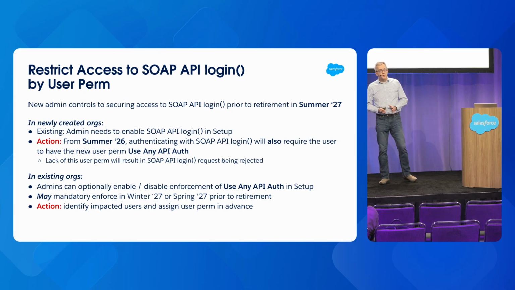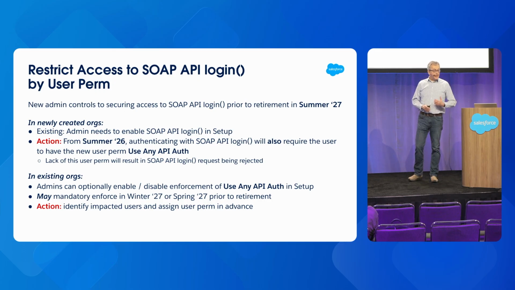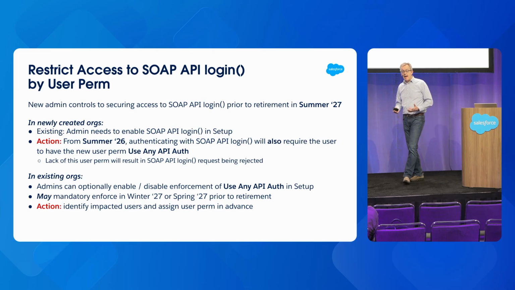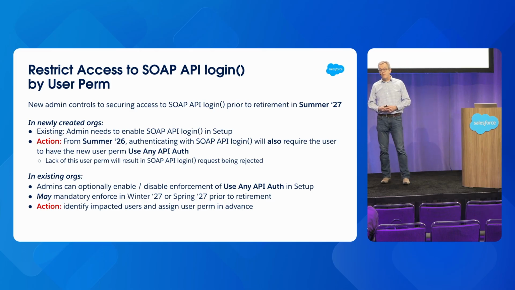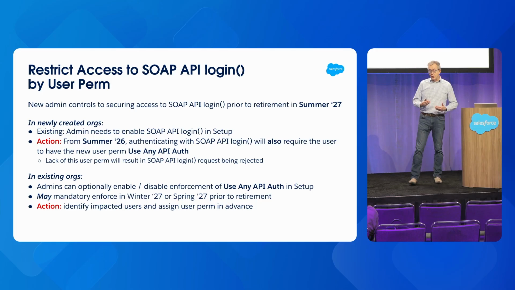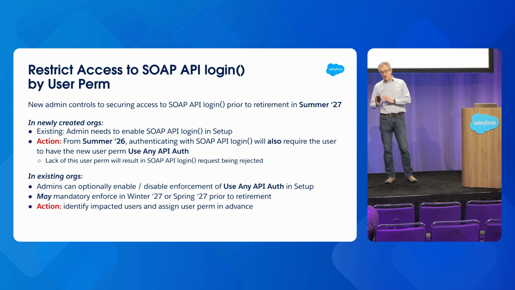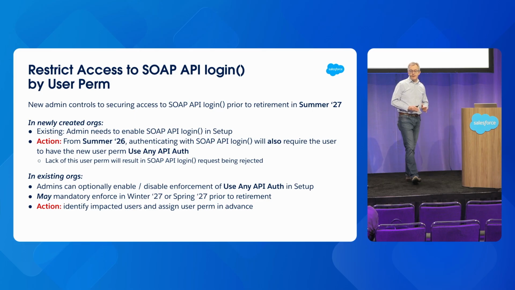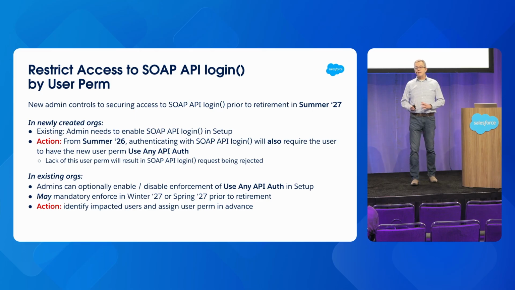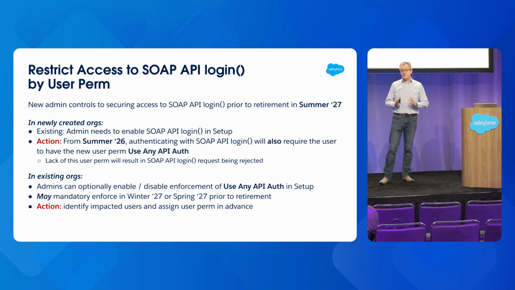For existing orgs, this is not going to be enforced by default. However, the admin can choose to optionally enable and disable this enforcement if they wish. So if you wish to adopt this level of securing access to SOAP API login, you can optionally enable that in existing orgs. Now, we may make that mandatory enforcement in either Winter '27 or Spring '27 prior to the retirement. So we may enforce this. So this is a heads up.